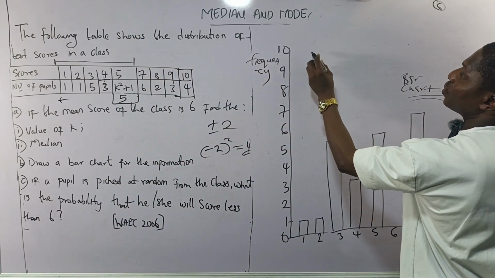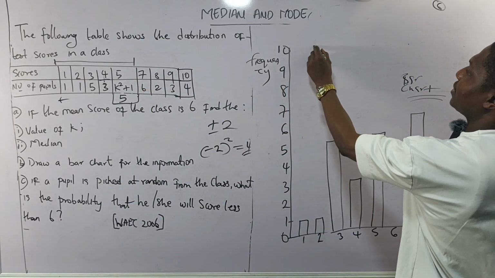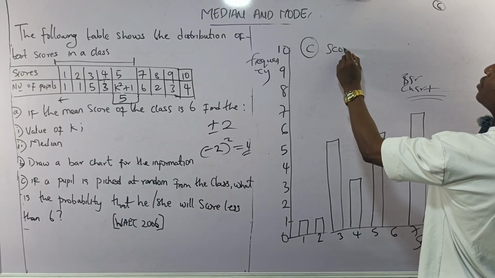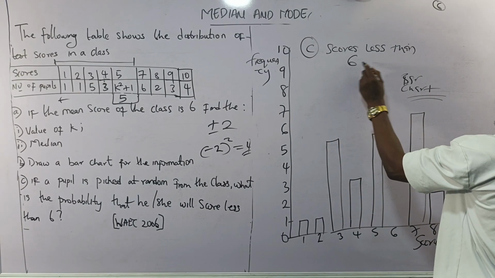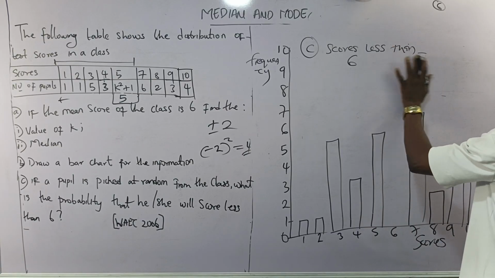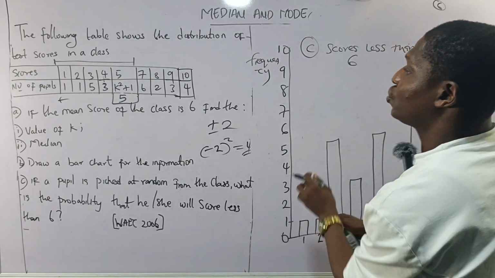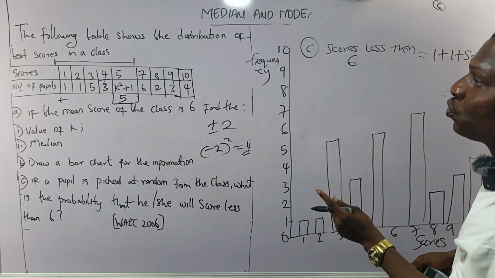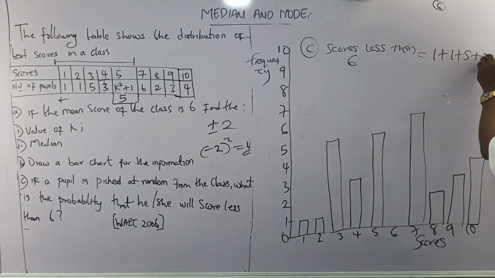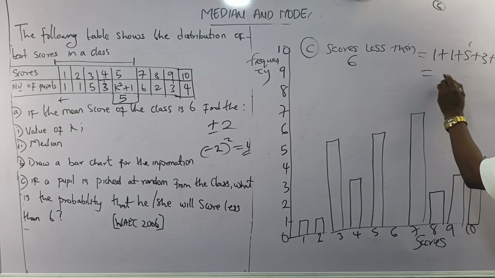So our part C, scores less than 6, equals 1 plus 1 plus 5 plus 3 plus 5. So 5 will give you 10. So I have a total of 15.